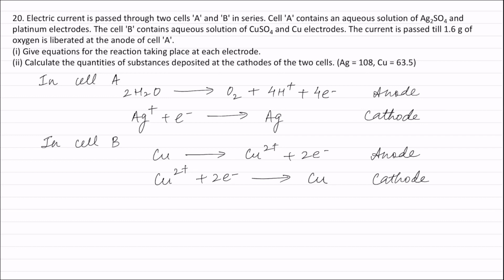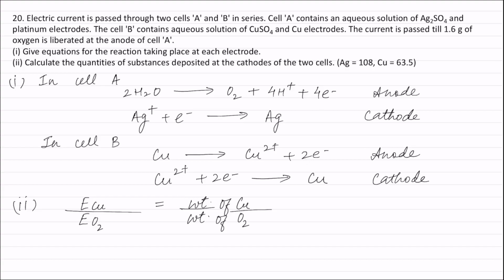Now second part of the question, calculate the quantities of substances deposited at the cathodes of the two cells. Atomic weight of silver is given as 108 and atomic weight of copper is given as 63.5. Now in this part, the same amount of electric current is passed through both the cells. Applying the formula, equivalent weight of copper divided by equivalent weight of oxygen is equal to weight of copper deposited divided by weight of oxygen.